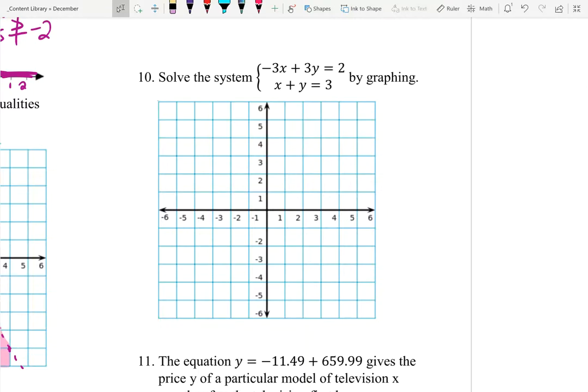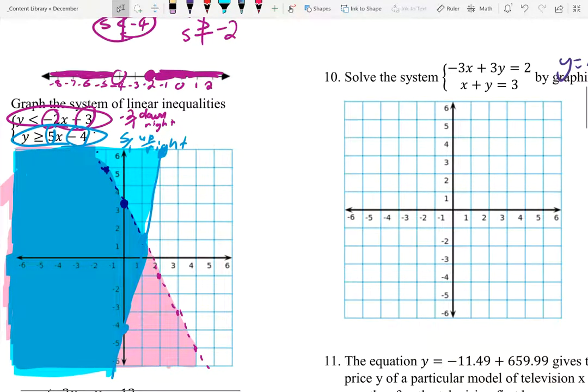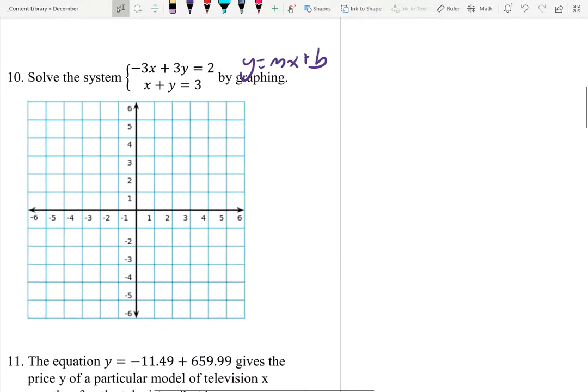All right, number 10. Solve the system by graphing. So this one's going to take a little bit of time because we have to get these two equations in slope-intercept form, right? Something like this. Because it was very easy to use slope-intercept form on number 6, remember, when we had to graph it? So we need to get those two equations here to be like that as well.